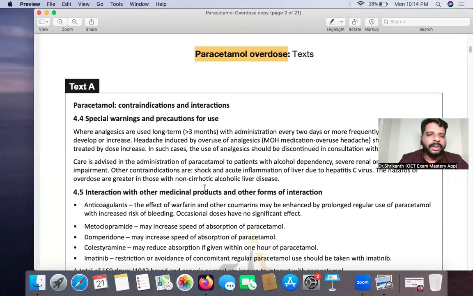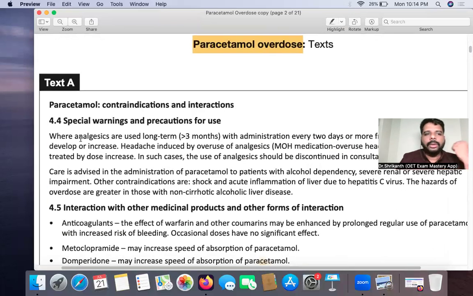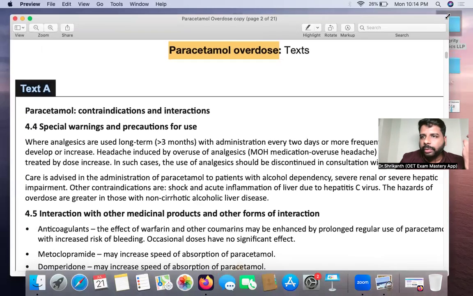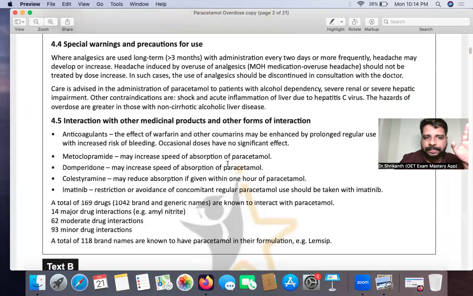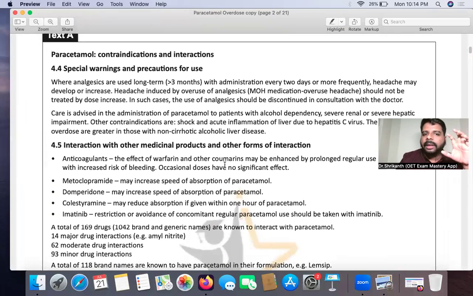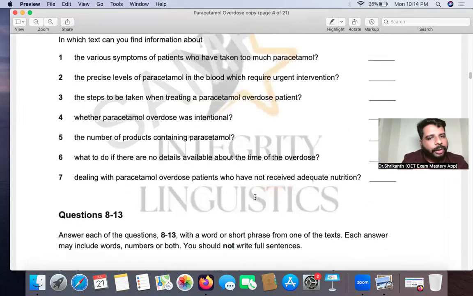Next, you should take a look at text A over here. There is no need for you to read the entire reading text A. Remember, the OET is not giving you marks for reading text A, B, C and D. The OET is giving you marks for finding the answers to the questions. Very simple, right?